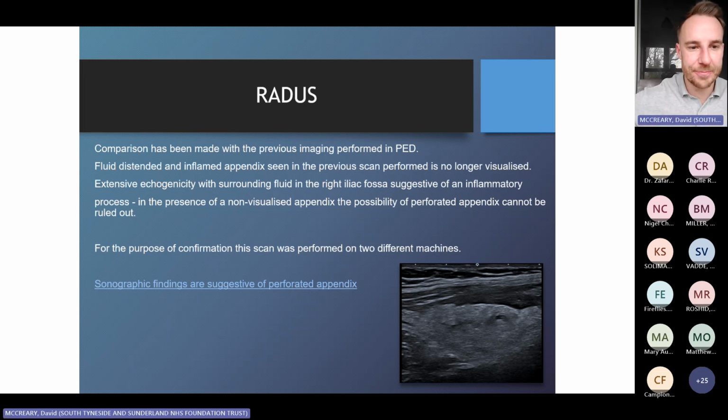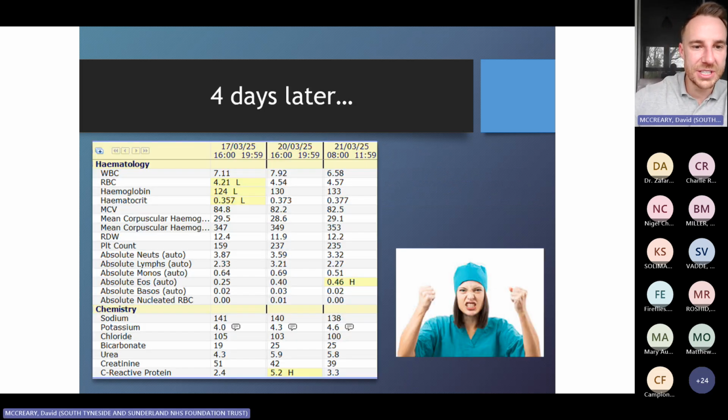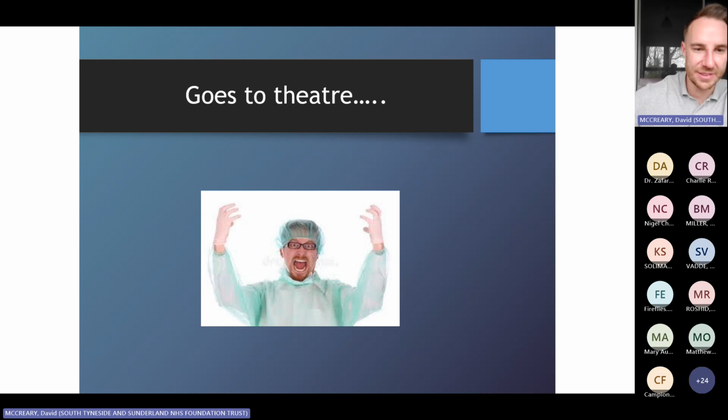So that was really nice. And she'd agreed that the features did look like appendicitis and possibly a perforation. And he was very tender. Bloods were still doing nothing. Surgeon's winning so far. Eventually goes to theatre because he's no better.